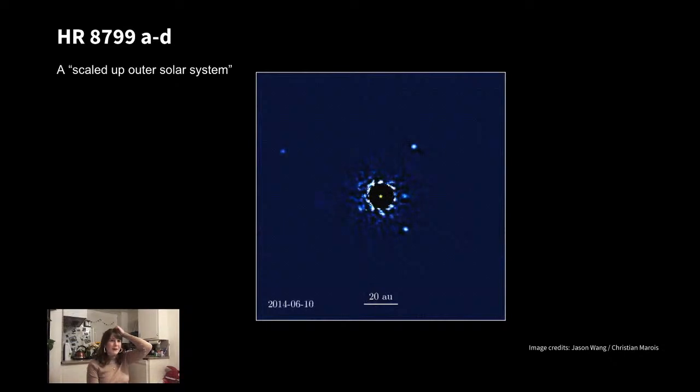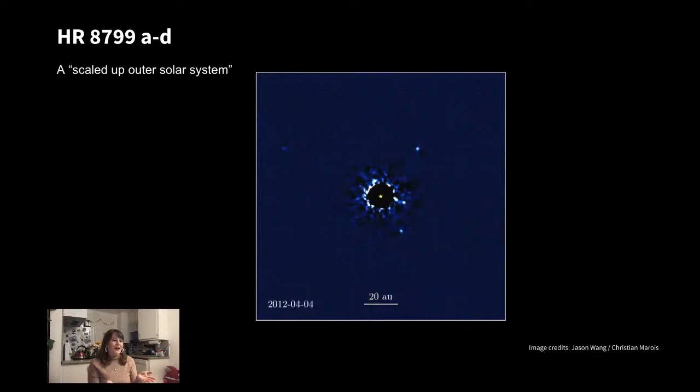And then I've already talked about HR 8799. So A is the star in the center, and then B, C, D, and E are the planets around it. And this can be thought of as like a scaled-up outer solar system. So each of these planets is multiple times the mass of Jupiter, and they're double the distances of Jupiter, Saturn, Uranus, and Neptune, respectively. So this is a really well-studied system in direct imaging, because it is multiple planets all in one system, which is really cool.